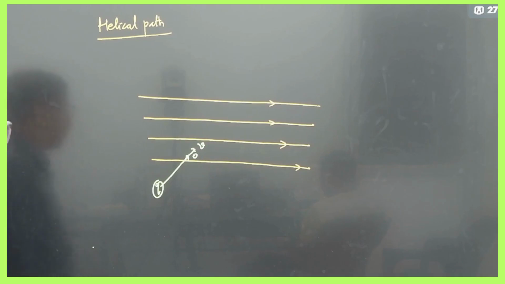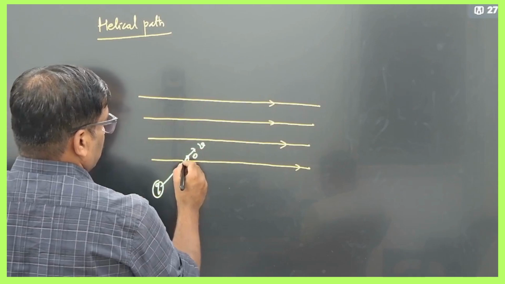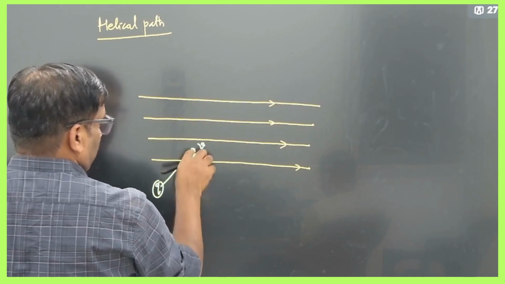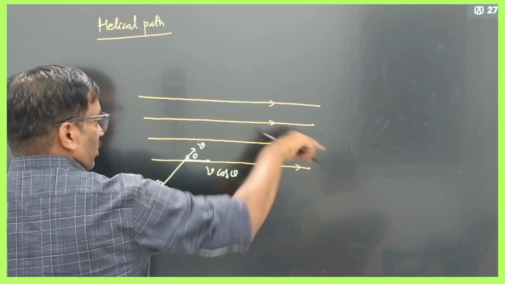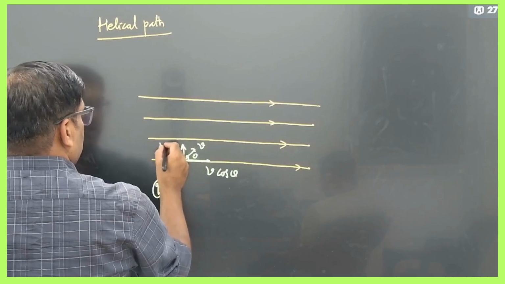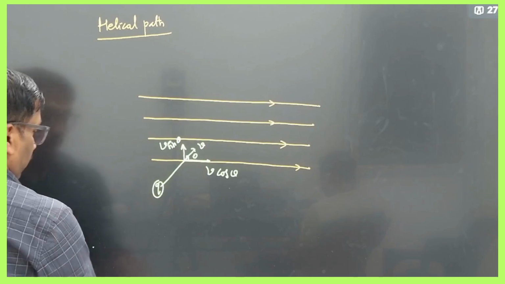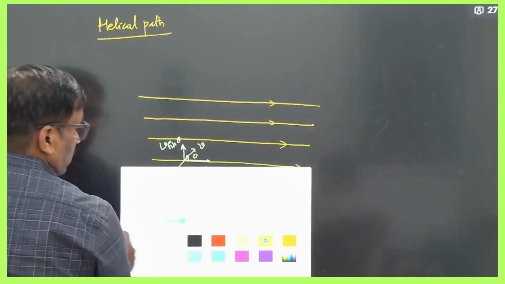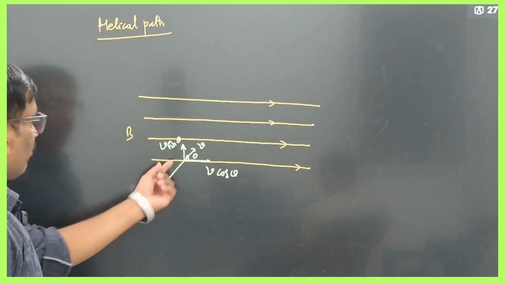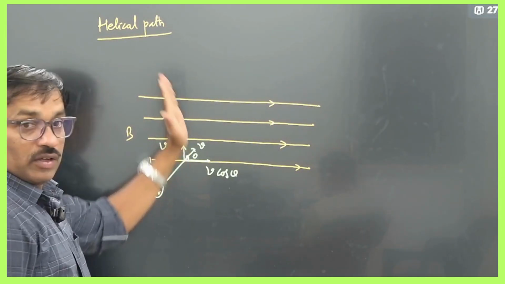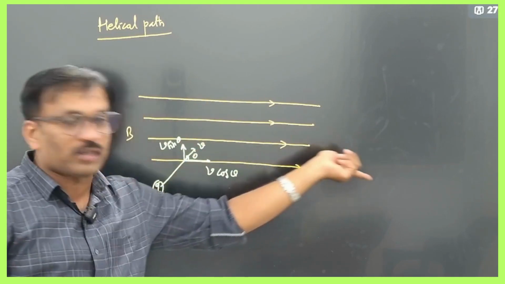Therefore what is going to happen now is that we will split this speed. So v cos theta will be along the direction of the magnetic field, and v sin theta is perpendicular to the magnetic field. This is the magnetic field, right? Here v sin theta is perpendicular to the magnetic field, and v cos theta is along the magnetic field.